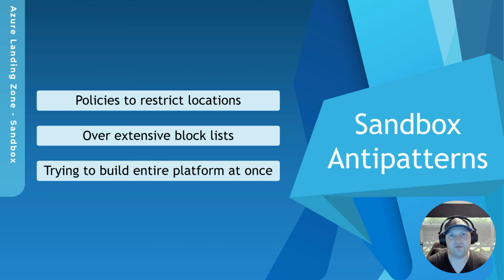So some of the things to be aware of is policies to restrict locations. What I mean by this is you want to avoid policies that are restricting which regions resources can be placed into. A really good example is Azure OpenAI. I'm in New Zealand and my closest Azure region at the moment is Australia East. Azure OpenAI wasn't available in Australia East when the models first came out because they didn't have enough GPU capacity. They were only in strategic regions like the West US.